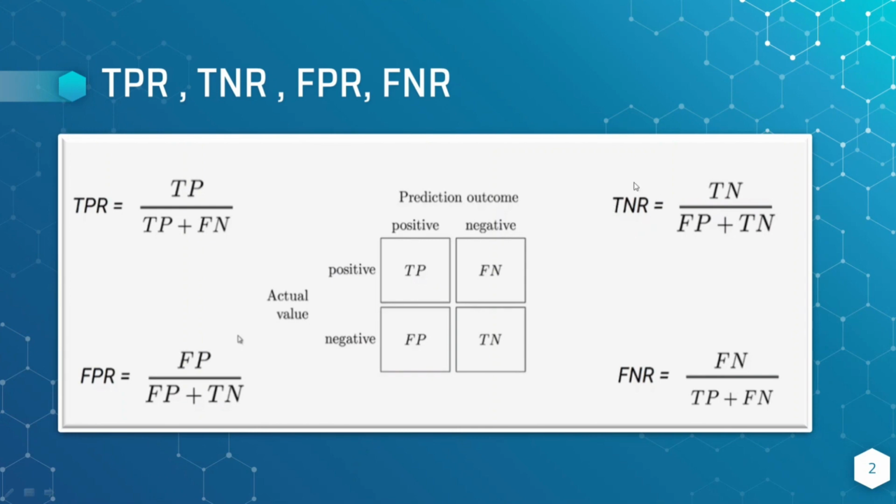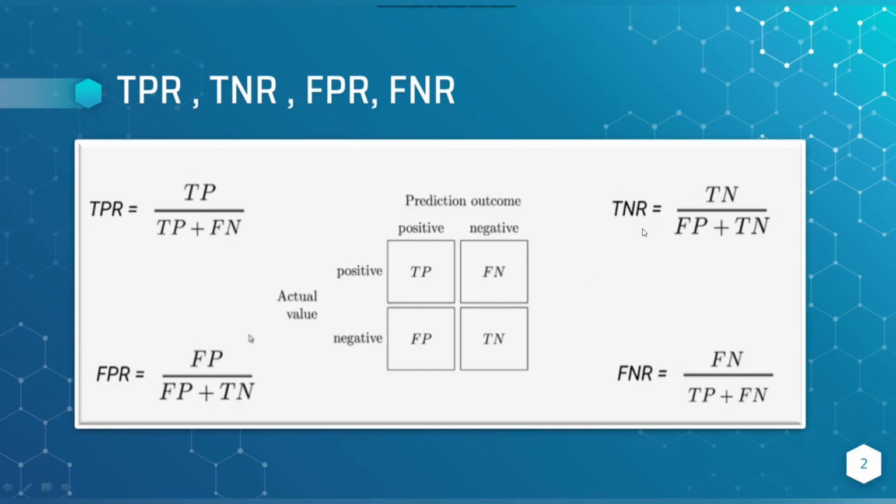TNR is the true negative rate. The formula for TNR is true negative divided by true negative plus false positive. Means it is the ratio of true negative divided by the sum of these two values.